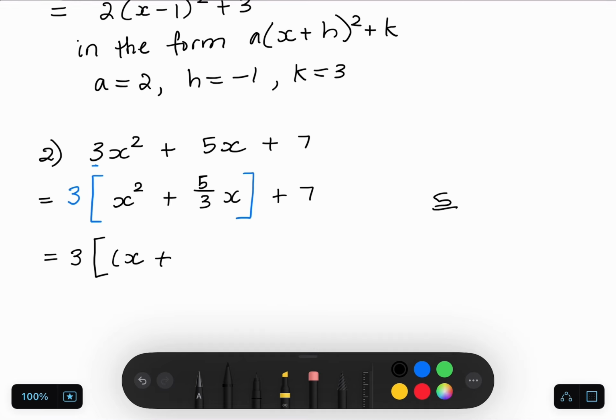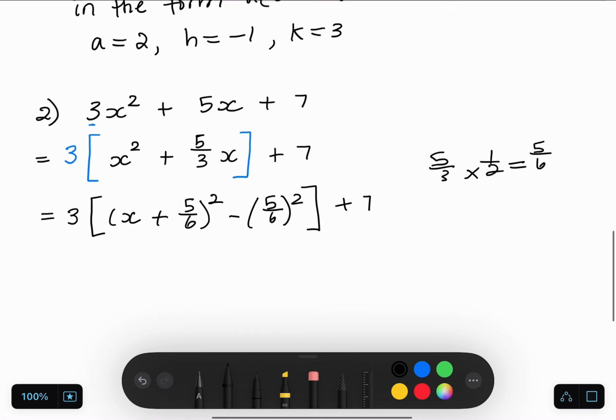Well, half of 5 over 3 is what? 5 times 1 is 5, 3 times 2 is 6. So half of 5 over 3 is 5 over 6 squared. And then as you know, when you're completing the square, you have to minus that 5 over 6 squared as well. All right, you close your brackets and you bring down your 7. You're not doing anything to that 7 as yet.